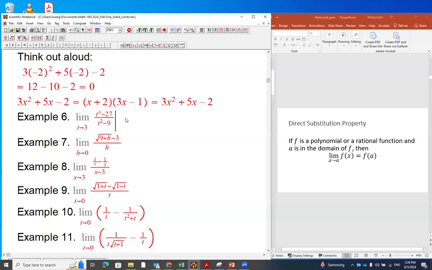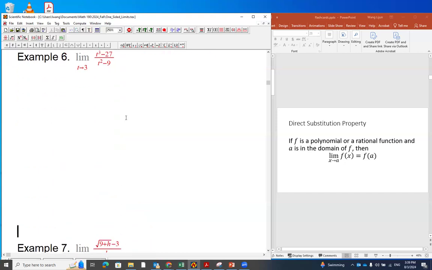Number 6. You can see I have prepared quite a few questions for you. One more time, we cannot do direct substitution. We cannot do quotient. So we have to do factoring, and factoring for power 3, we have to know some algebra. So let's do the easy part, t squared minus 9.